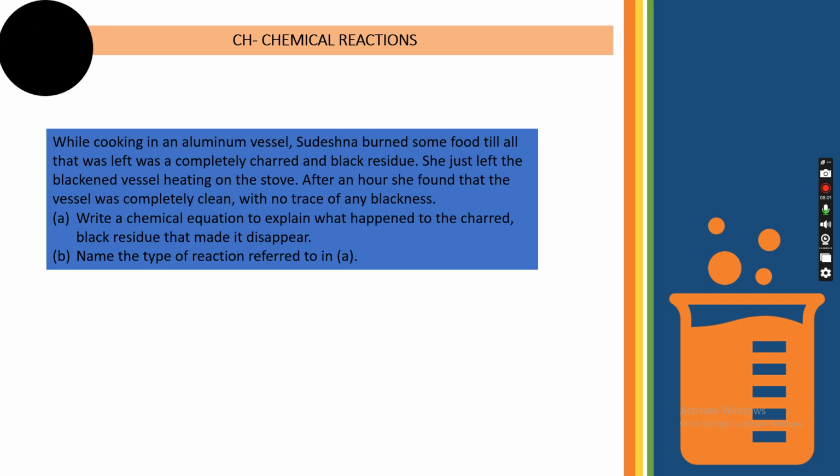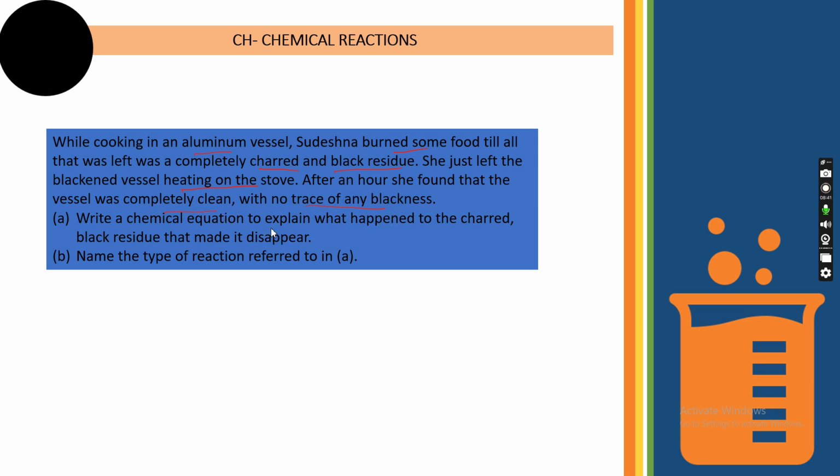Now next question. While cooking in an aluminium vessel, Sudeshna burned some food till all that was left was a completely charred and black residue. Okay, so what Sudeshna has done, she has taken an aluminium vessel where she burnt some of the food that she was cooking, and it was completely charred and a black residue was formed. Okay, she just left the blackened vessel heating on the stove. So she didn't switch off the stove. She continued burning the same black residue on the stove. So after an hour, she found that the vessel was completely clean with no traces of any blackness.